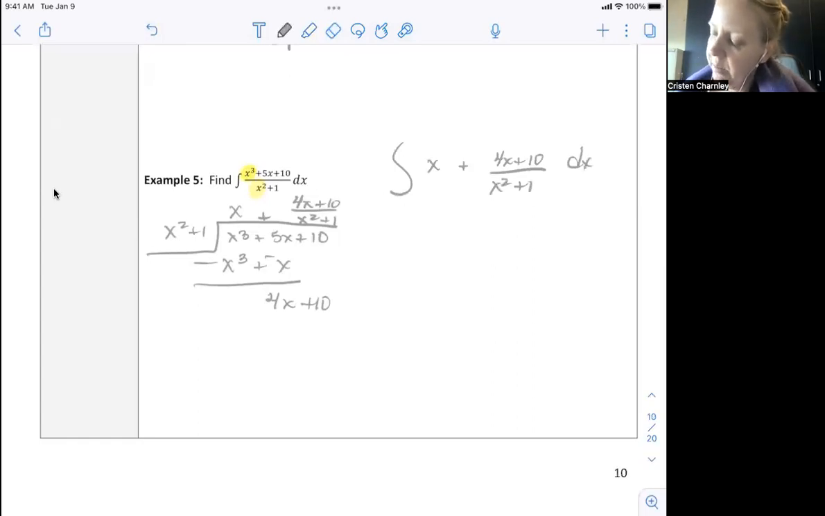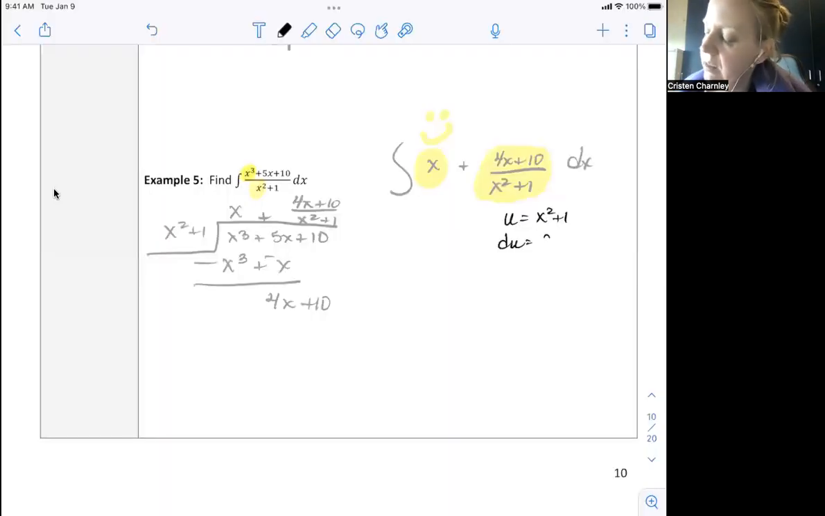Now, in looking ahead a little bit, I see that the first term is a-okay. We can find the antiderivative of x. But in looking at this piece, this one's not so straightforward. I have x squared plus 1 in the bottom. So I want to ask myself, okay, what would u substitution be? u would be equal to x squared plus 1, and the derivative of that is 2x. But in the numerator, I have 4x plus 10. Sure, I could make the 2x and the 4x match up. I could manipulate it with a 2 and a 1/2, but that plus 10 is going to cause issues. So I can't use u substitution yet.